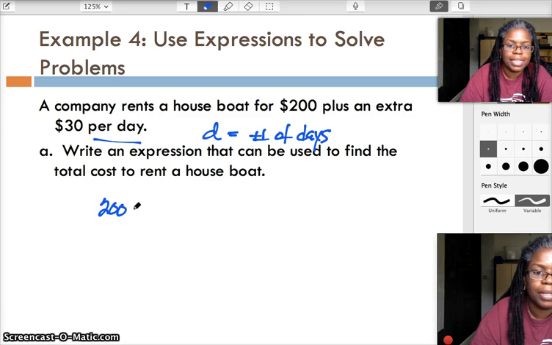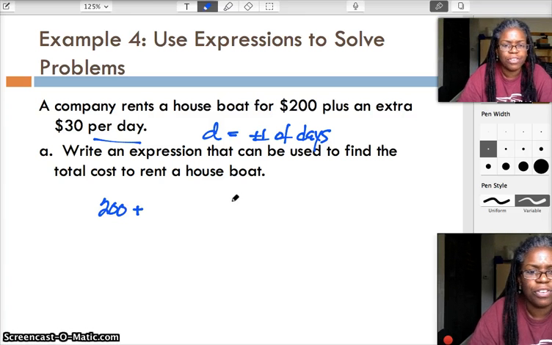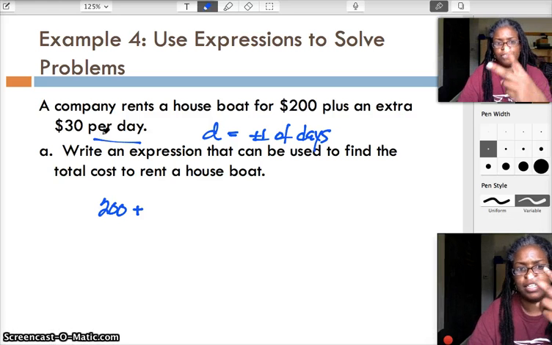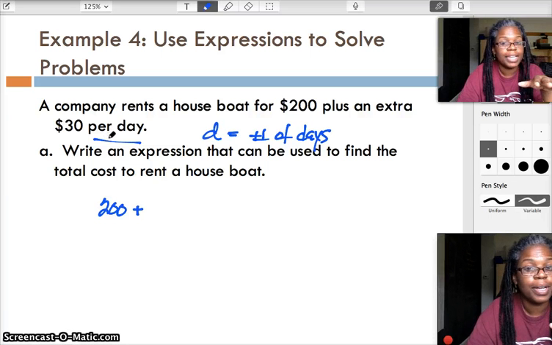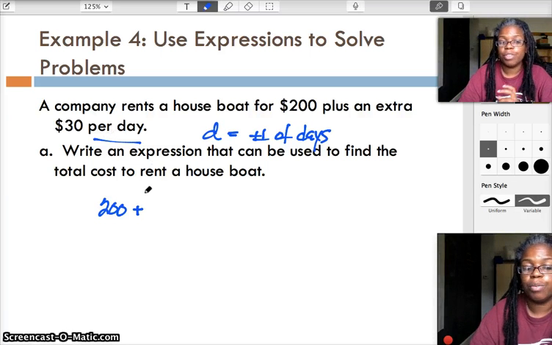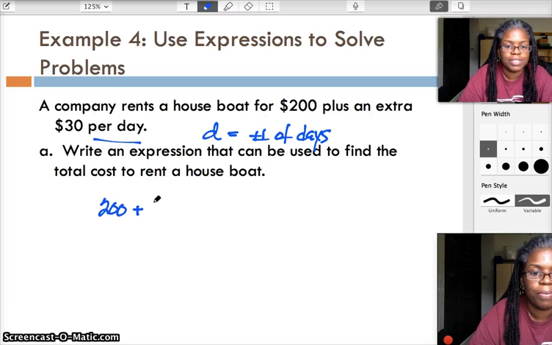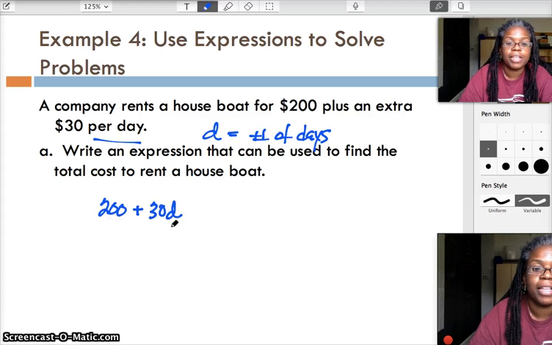So 200 plus D, 200 plus D plus 30. How do we figure this out? Sometimes you have to think, how do the days affect this $30? If I stayed for 2 days, what's the extra payment? 60. 4 days, what's the extra payment? 120. So what are we doing with 30 and the number of days? It looks like we're multiplying. So we want to make sure to represent that in our expression. So our expression is going to be 200 plus 30D.